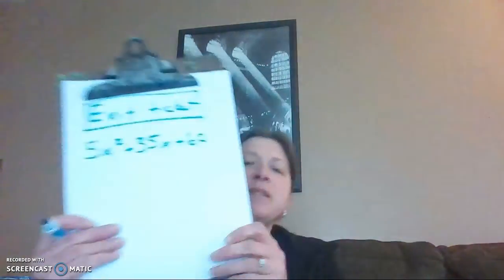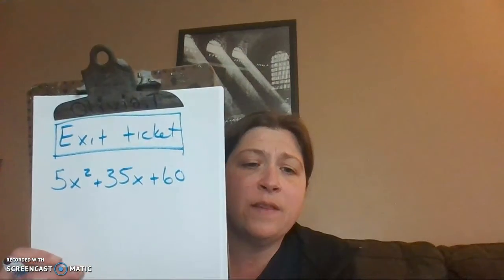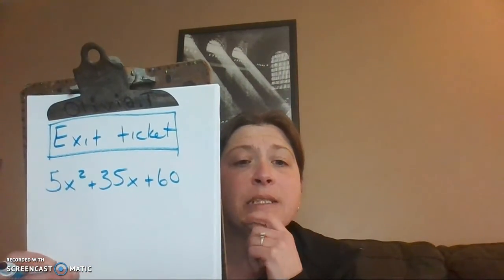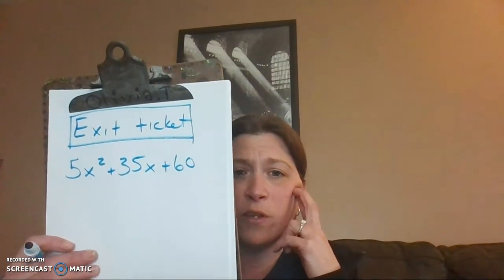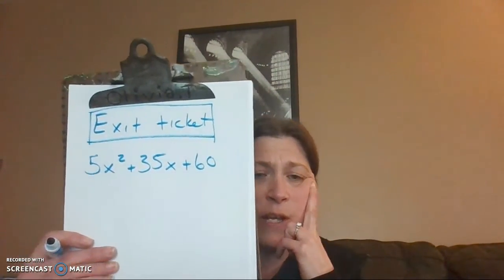Okay, this is what I would like you to do for your exit ticket. Please, I would like you to factor this. And then please send me an email with your answer. So I sent you an email earlier. I'll also send this link. And so just reply to that email with your final answer of what this looks like when you factor it.